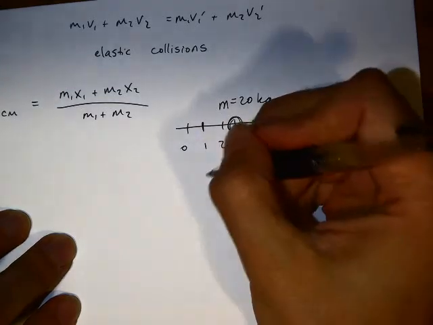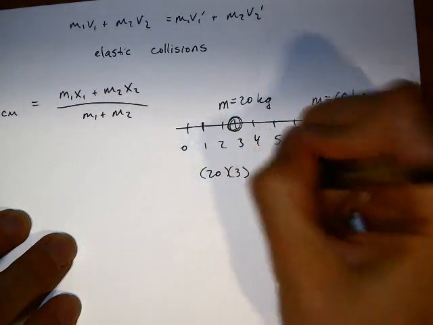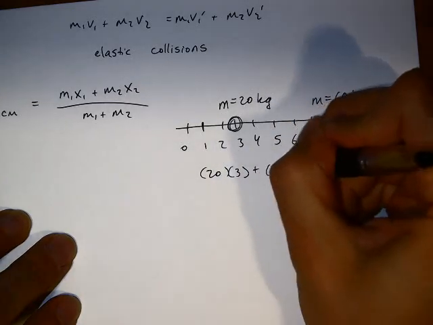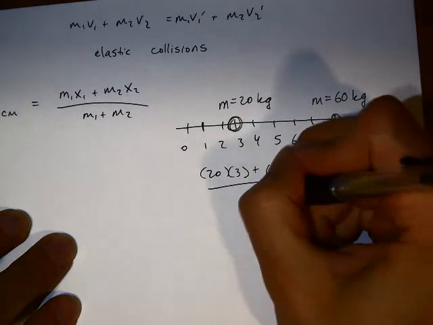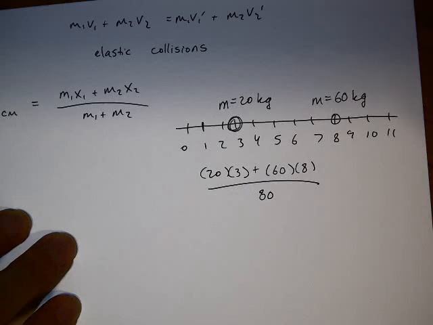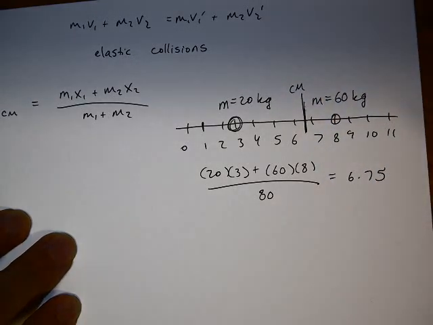And so we would say 20 kilograms times 3 plus 60 kilograms times 8, all over the total mass, m1 plus m2, which is 80 kilograms. And that is 60 plus 480 divided by 80, which is 6.75. So the center of mass is right here. It's a sort of weighted average.